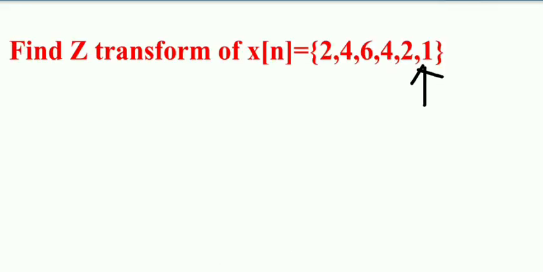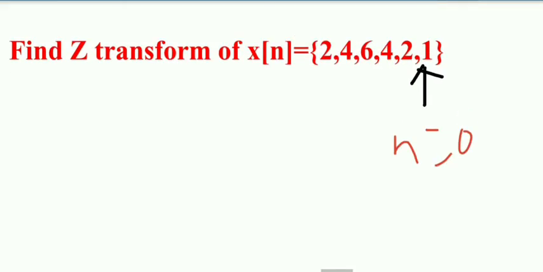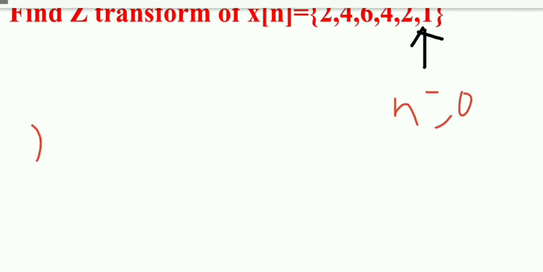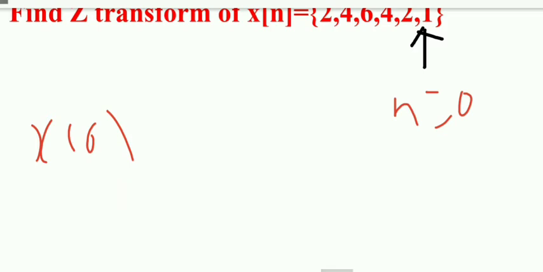Now we find the z transform of this equation. So z transform of x of n is equal to 2, 4, 6, 4, 2, 1, right? This is a very simple problem, same as the previous one, but here this is n is equal to 0, right? I told already, wherever the arrow mark is given, that is representing n is 0. So x of 0 is equal to 1.